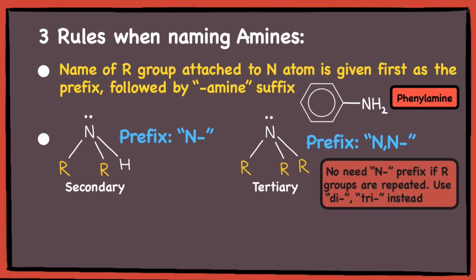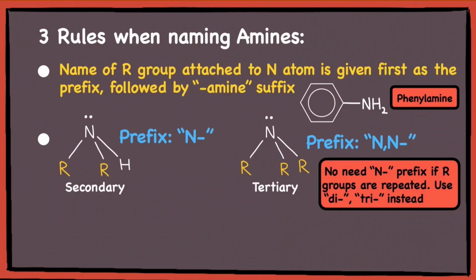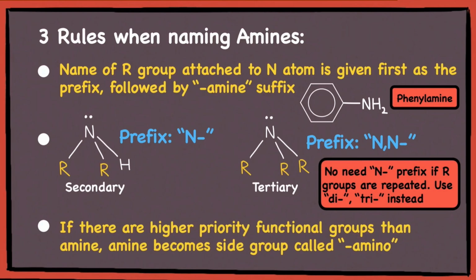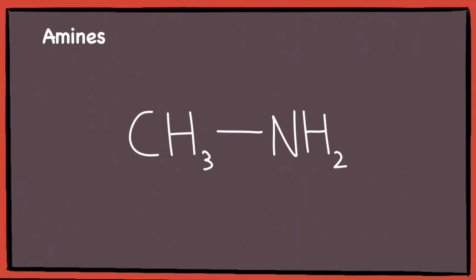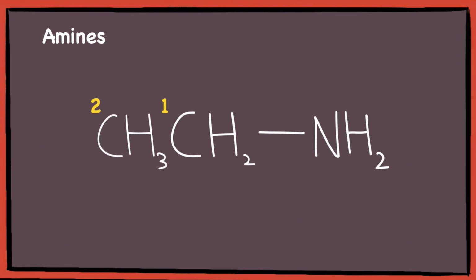However, if there are repeated R groups or the R groups are identical, there is no need to put the N- prefix and we can just use the prefix di, tri, etc. Number 3, if there are 2 functional groups that are of higher priority than the amine group, the amine group will then become the substituent or side group and be called the amino group instead. For this amine, it has 1 carbon atom and there is only the amine group, so it will be called methylamine. For this, it has 2 carbon atoms with the amine group and hence it is called ethylamine.